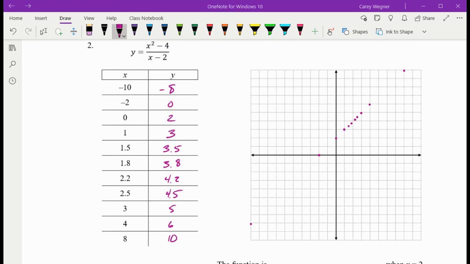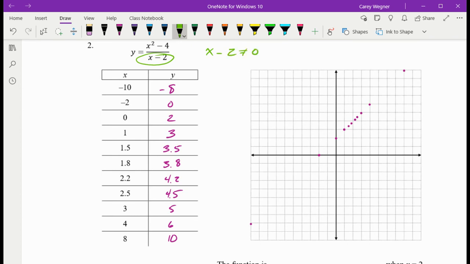Well, here you can see my y values, and you can see the points as I plotted them, and more or less, it looks like they're forming a straight line, except there's something a little bit odd about this line. Now, as we look back at our equation here, we have this x minus 2 in the denominator. And we know that whenever we have a fraction or a rational expression, we can never divide by 0. So x minus 2 cannot equal 0.